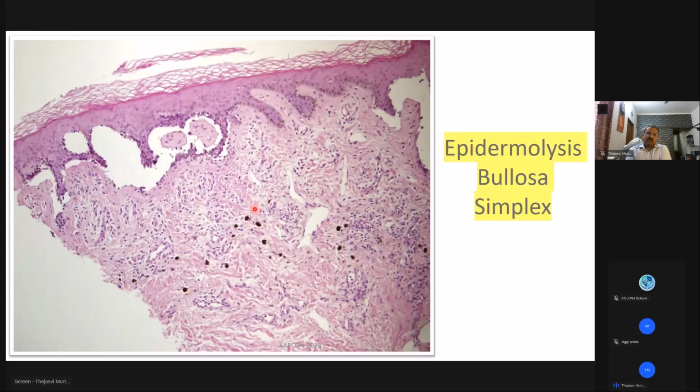Now we come to these mechanobullous diseases, that is epidermolysis bullosa simplex, where the inflammation is very minimal, acantholysis is very minimal, and there is separation, sub-epidermal. Most common is epidermolysis bullosa simplex. There is a group of these, which can be genetically mediated also. So these are minimal inflammation bullous disorders. If you want to say, the first thing that should come to your mind is the epidermolysis bullosa group of diseases.